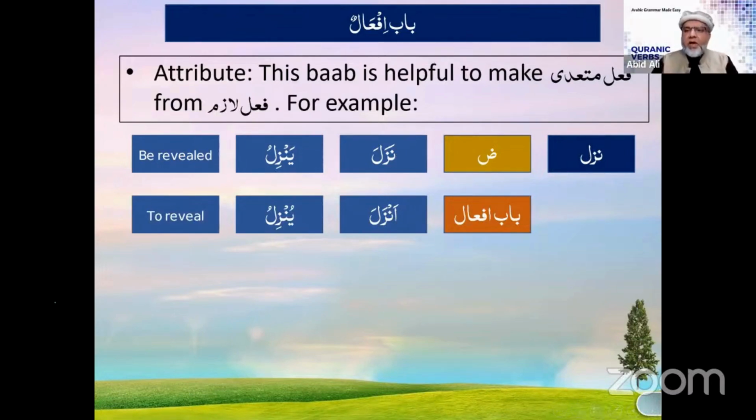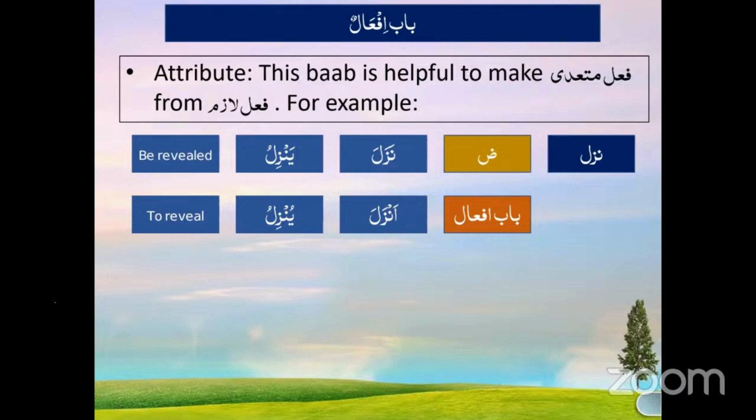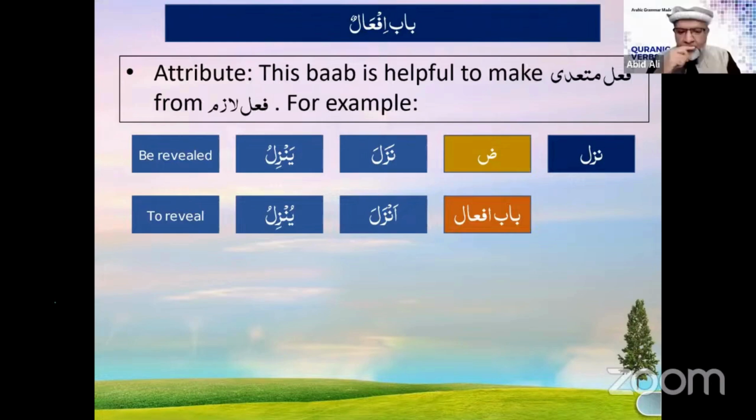Now, does that make any difference? Himself, bringing it down himself, or bringing down something else? Is there a difference in the meaning now? Yes. Okay. Now let's take it to the next level.